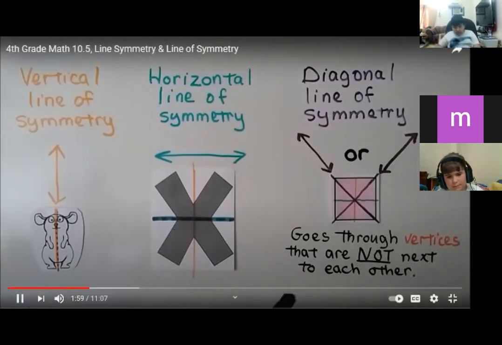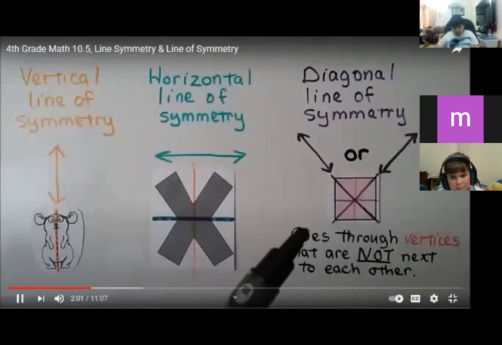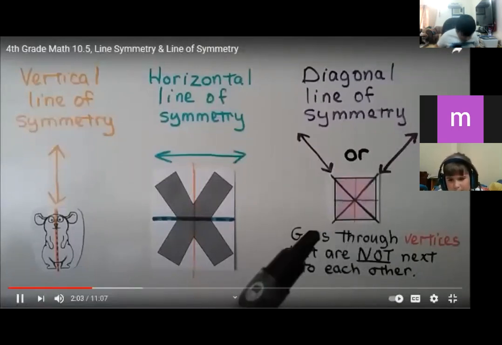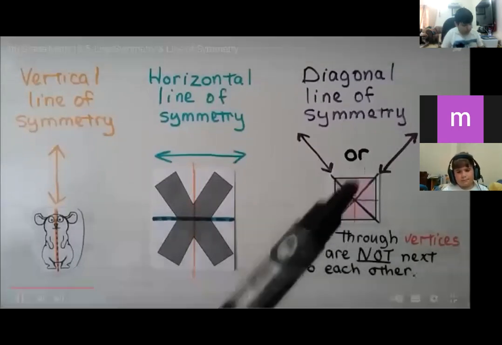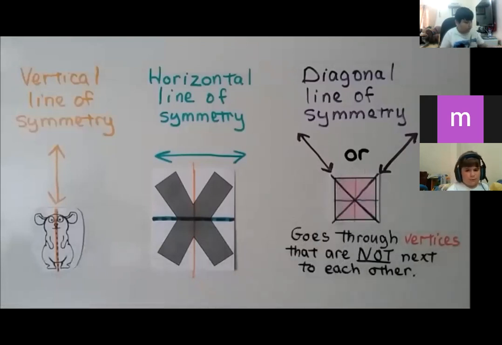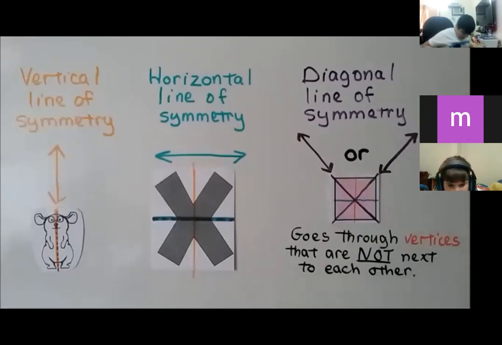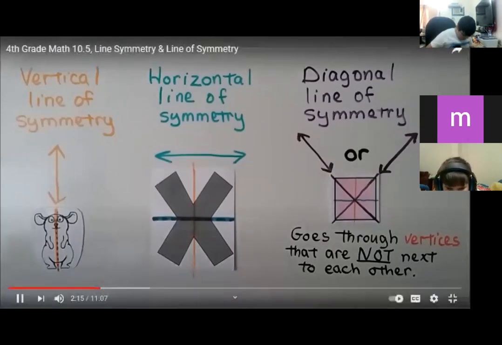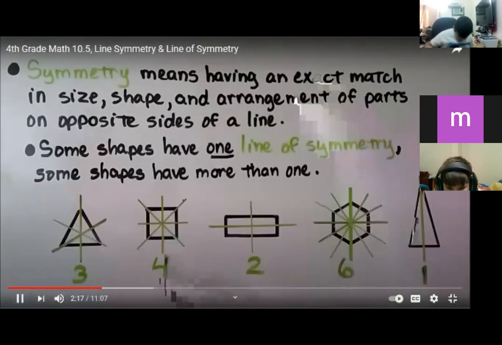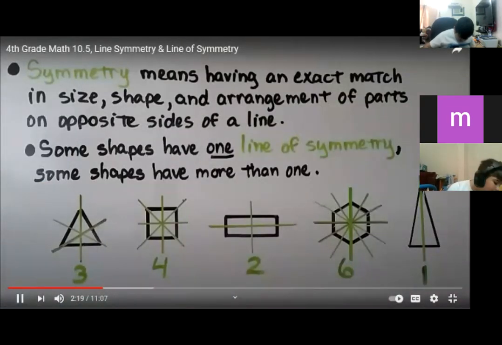For diagonal lines of symmetry, we can have several. This square has two diagonal lines of symmetry. The diagonal lines of symmetry go through the vertices that are not next to each other. Symmetry means having an exact match in size, shape, and arrangement of parts.